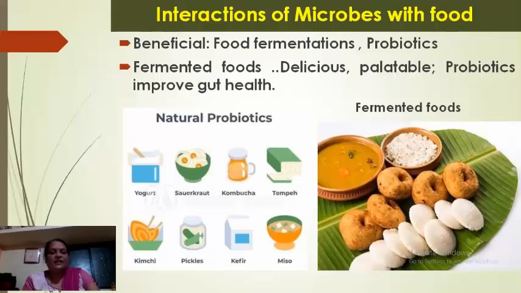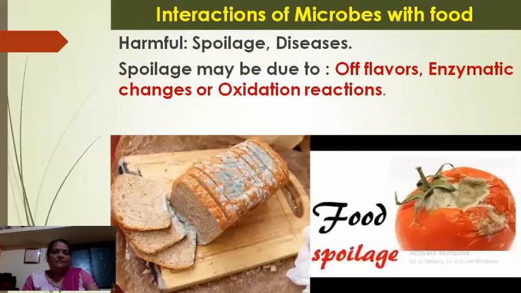So beneficial interactions of the microorganisms with the food are used for making the foods more delicious, or they are used to improve the health and physiology. Many times the interactions of the food and the microorganisms are harmful. What are the examples of harmful interactions? The microorganisms interact with the food and spoil the food, or they cause food infections, or they cause food poisoning.